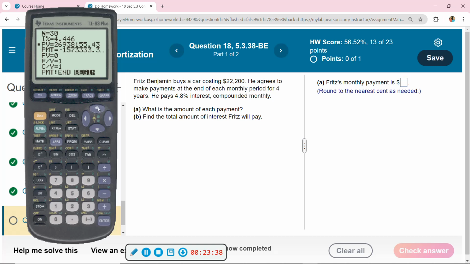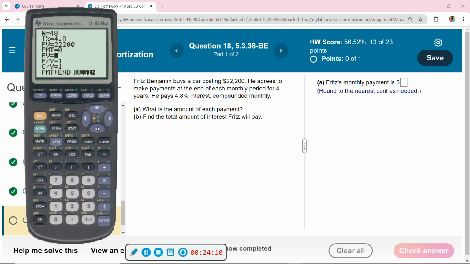So let's see, it's 4 years monthly, 4 times 12. The interest rate is 4.8. The present value, the amount of the car loan, is $22,200. The payment, we don't know that. That's what we're going to try to calculate. We know that at the end of the 4 years, we want the future value to be 0.